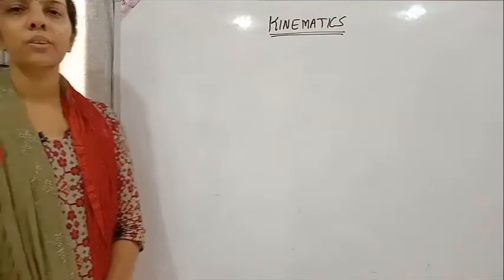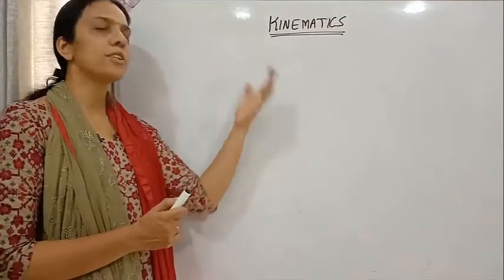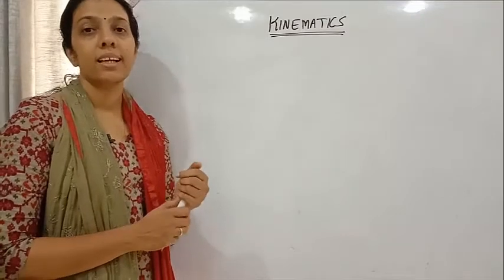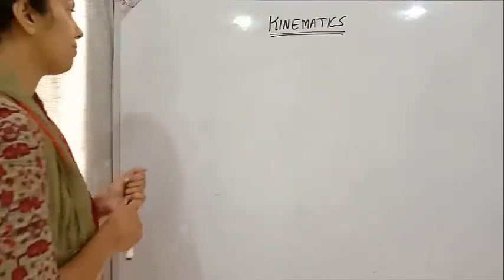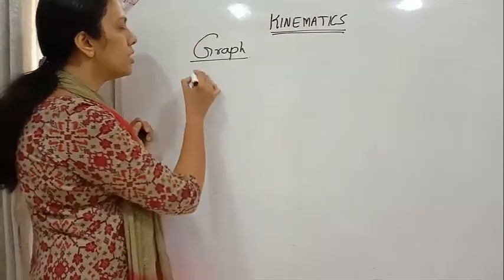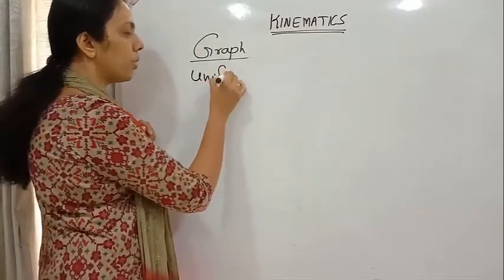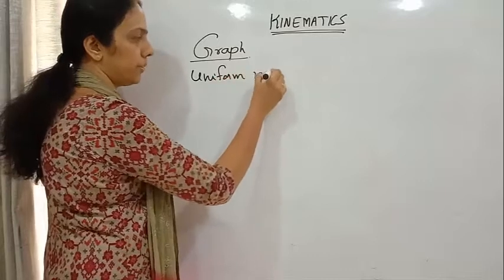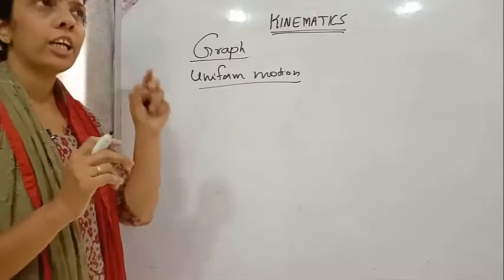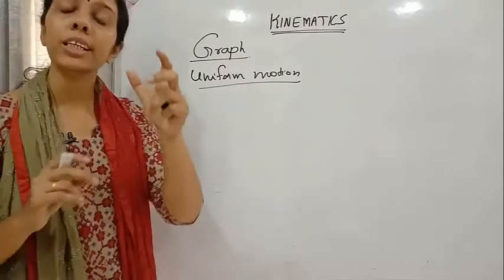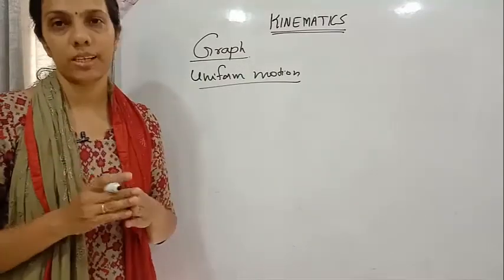In today's video, we are going to discuss the rest of the portions in kinematics, that is graphs. It's a very important topic, graphs. Okay, so here first we are going to study about uniform motion. So what is uniform motion? Uniform motion means the object is covering equal distances in equal intervals of time.